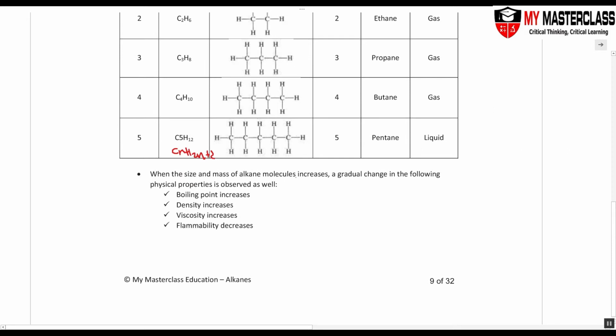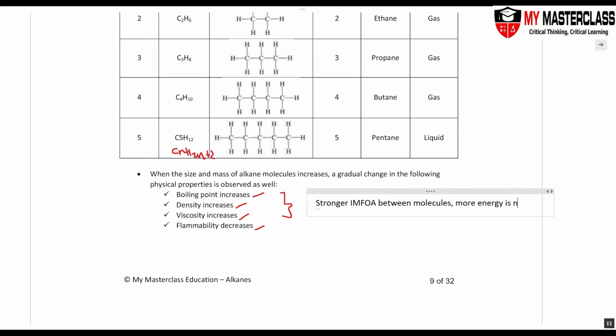Okay, what about the physical properties trend? When the size and mass of the molecules increases, a gradual change in the physical properties is observed. Boiling point will increase, density will increase, volatility will increase, flammability will decrease. So for the first 3, when size and mass increases, there is stronger intermolecular force of attraction between molecules. So more energy is needed to overcome the stronger IMFOA. So higher boiling point. This is the standard answer to write.